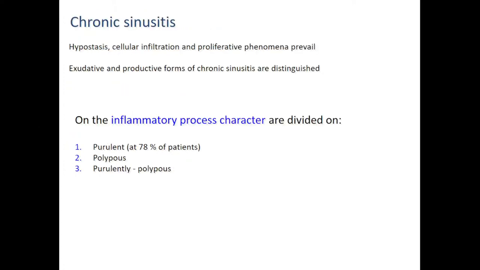In the case of chronic sinusitis, hypostasis, cellular infiltration, and proliferative phenomena prevail. Also, exudative and productive forms of chronic sinusitis are distinguished. The inflammatory process is divided into purulent, polypose, and purulent polypose. More often, the purulent form is met.